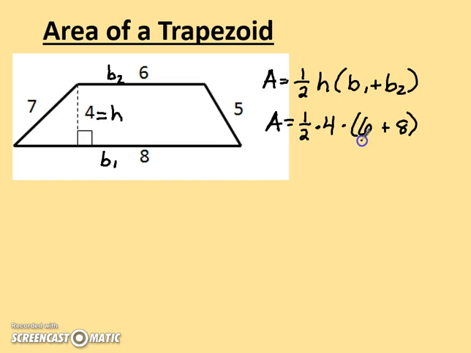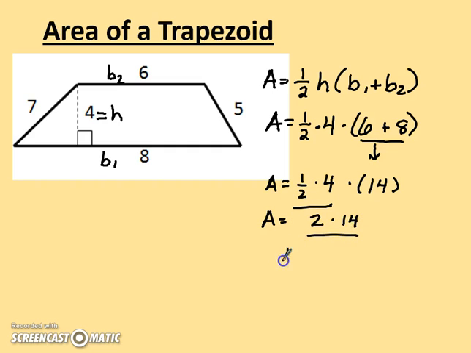Order of operations, you have to do the parentheses first. So 6 plus 8 makes 14. I'm just rewriting everything else. Now we just have multiplication left. 1/2 times 4 times 14. So we work left to right. 1/2 of 4 is 2. And we do 2 times 14, which is 28.